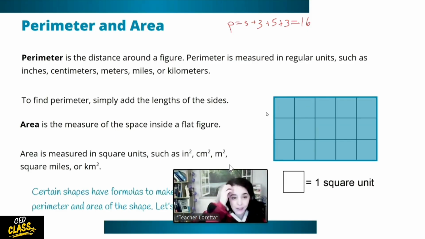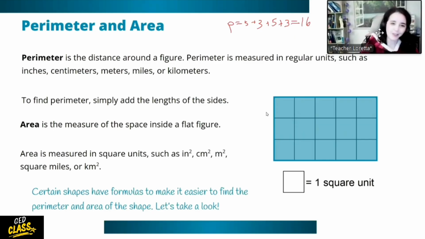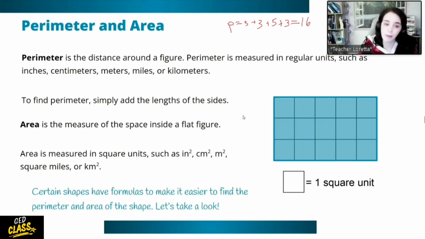So if any of you said 15 before, you had the right answer to the wrong question. I was wondering why people were saying 15, and now I understand. You didn't make an arithmetic mistake. You were just a step ahead of me, and that's cool too. So you knew that the area is going to be 15 square units, and the perimeter is 16 regular units. Okay. Don't worry, we are going to practice.